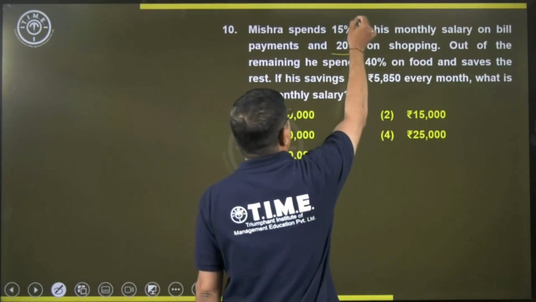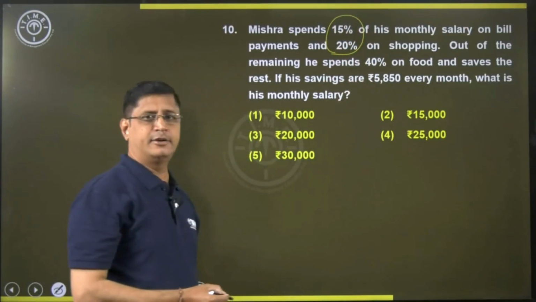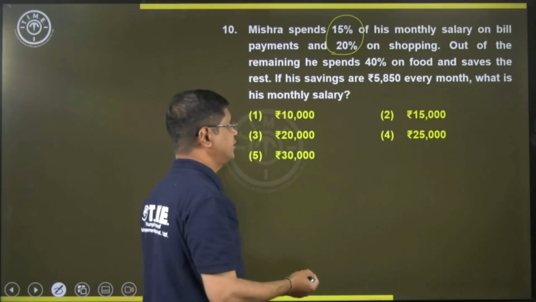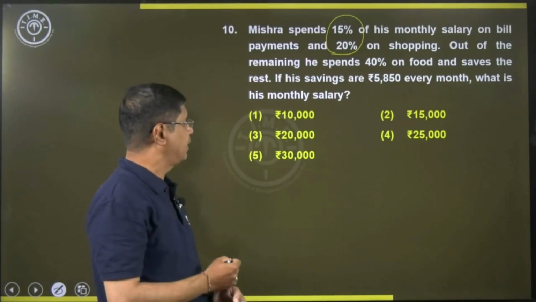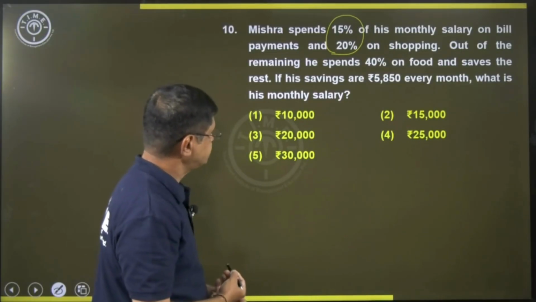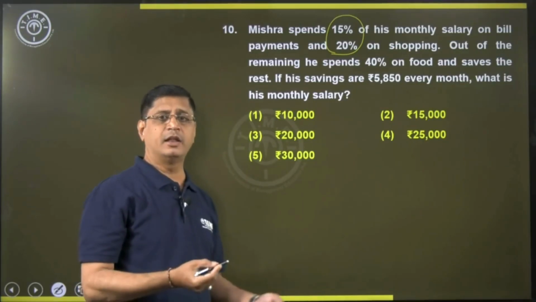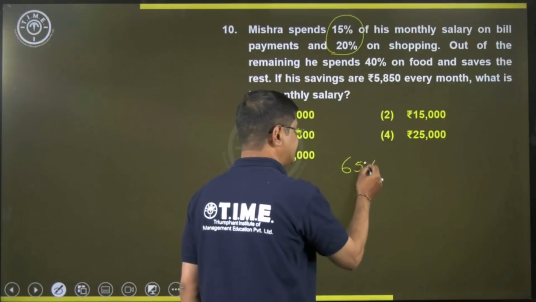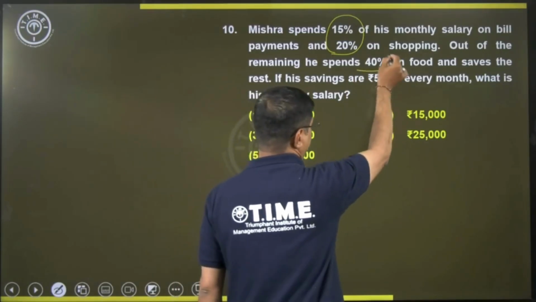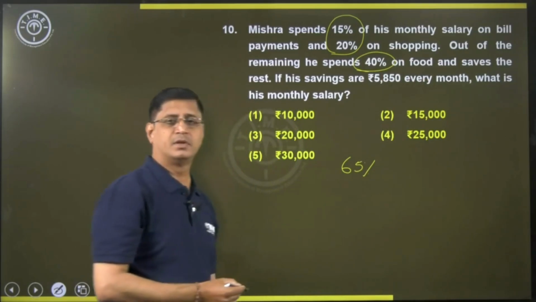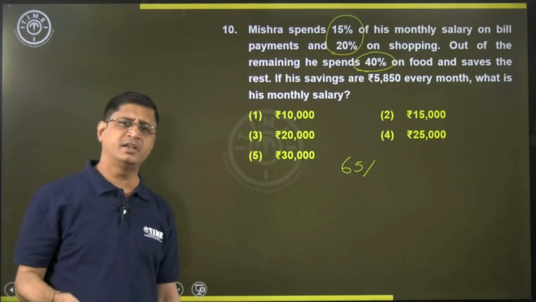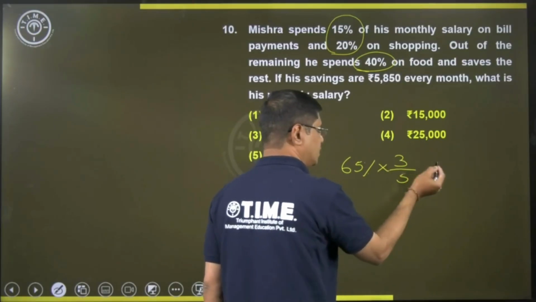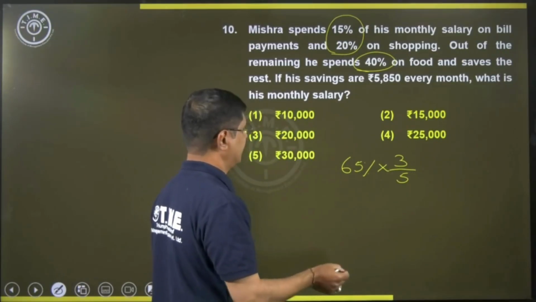What is the first expenditure? 15 and 20. Together here, 35. So, 35% is the expenditure on bill payment and shopping. The remaining means 100 minus 35, that is 65%. Of that 65%, 40% is spent on food. 40% on food means the remaining is 60%. 60% means 3/5 of the value. 3/5 is the remaining part.